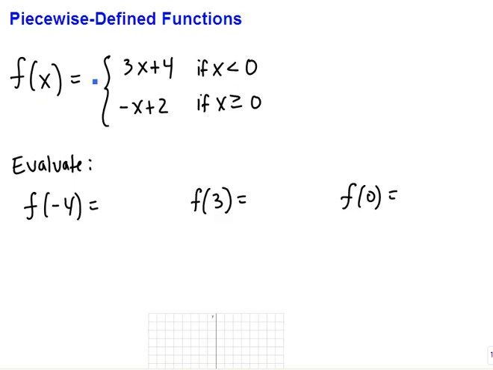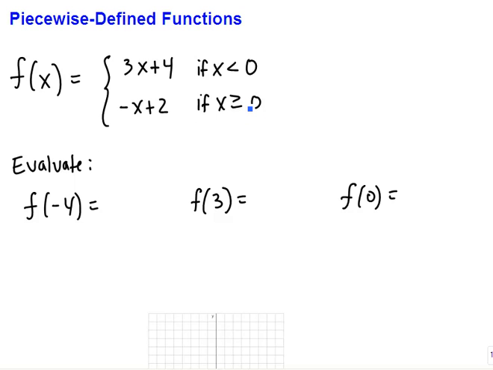We have f of x, and then you see this big curly brace, and that defines the two different rules that this particular function has. We're going to use the rule 3x plus 4 for all x less than 0, and we're going to use the rule negative x plus 2 for all x greater than or equal to 0.